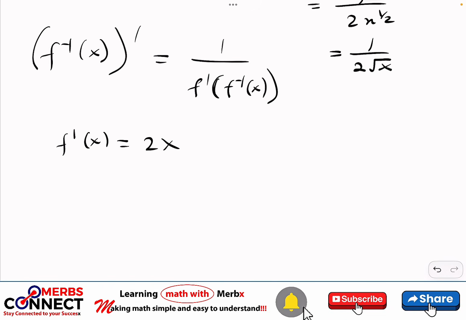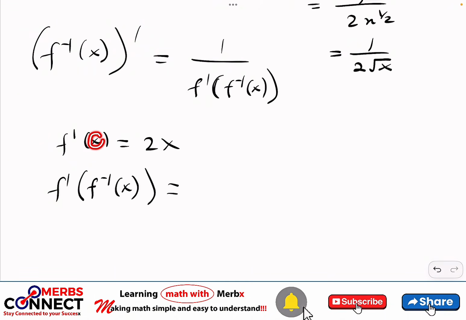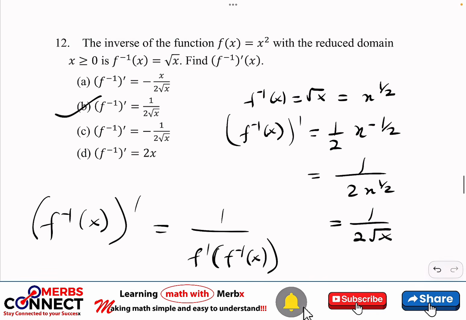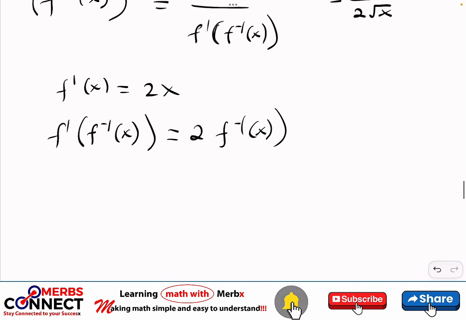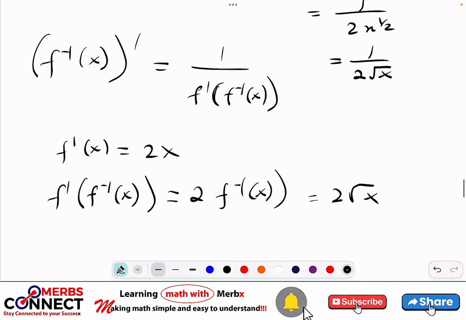Then we need to put this one inside this. So now f prime of f inverse of x will be equal to, so now we are changing the x to this. So we are going to have just 2 f inverse of x. Now what is f inverse of x? Okay, good. That's square root of x. So this is 2 square root of x. And then we come and put it here. So you see that this is the same as this. It's going to be 1 divided by this, which is right here.